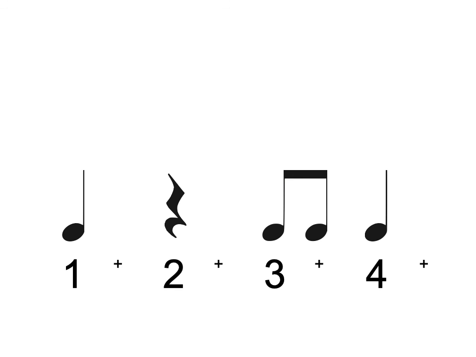How did you do? Let's try it again, all by yourself. Ready? And here we go. Yeah, the trick on this one is not to clap on the rest at beat 2. Let's try it again. I'll clap with you this time. Ready? And here we go. 1 and 2 and 3 and 4 and.